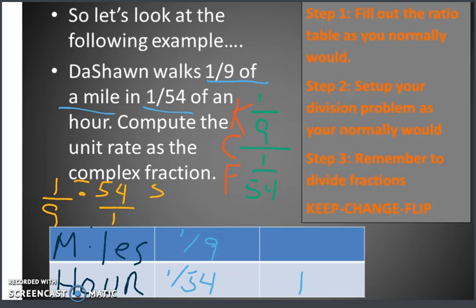So now we multiply across. 1 times 54 is 54. 9 times 1 is 9. And I can divide by 9 here. 54 divided by 9 is 6, and 9 divided by 9 is 1. So how many miles does he go in 1 hour? Well, the answer is he goes 6 miles in 1 hour.